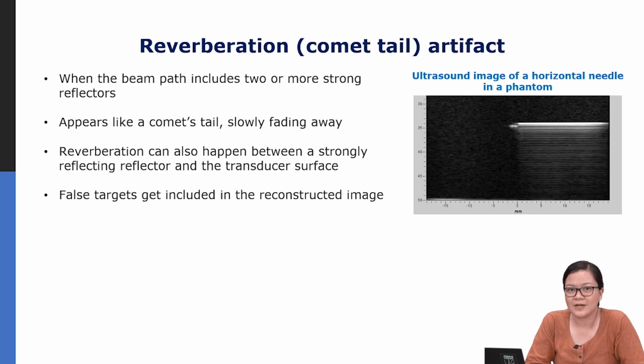What these reverberation artifacts can cause is also false targets that can be seen in a reconstructed image. So this is a source in which there could be some target that is not there, but is actually a reverberation signal from a strong reflector.